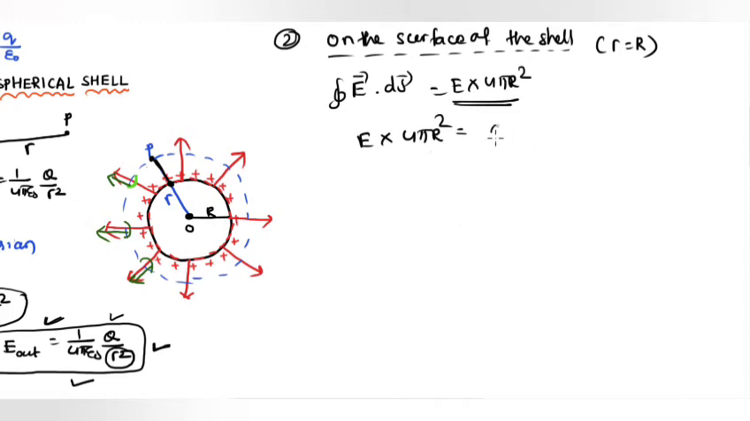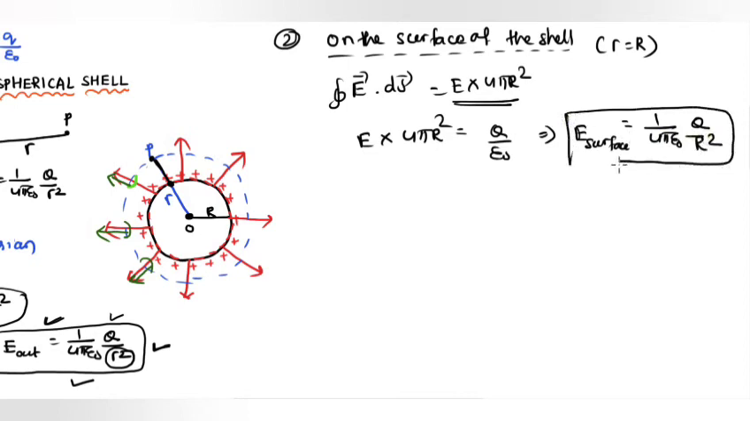So I can write Q by epsilon naught, that implies E surface is equal to 1 by 4 pi epsilon naught Q by capital R square, and this is a fixed value because capital R is fixed for this shell. But look at the first equation here.